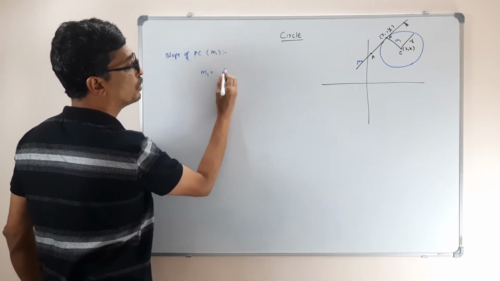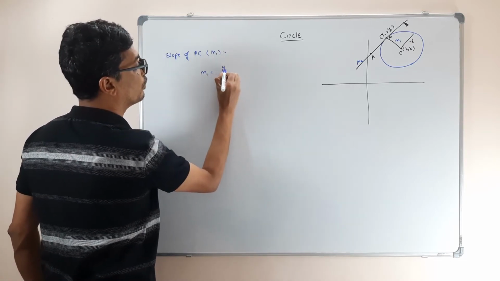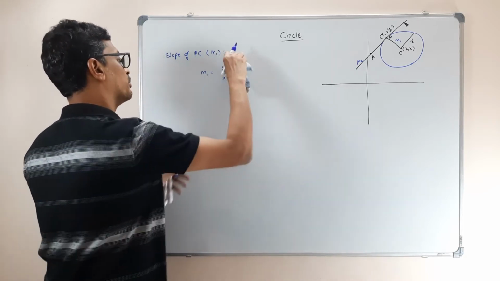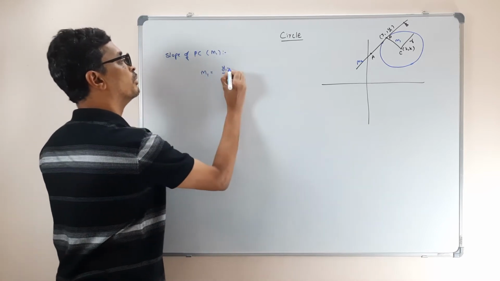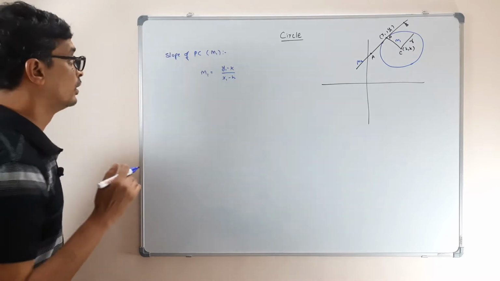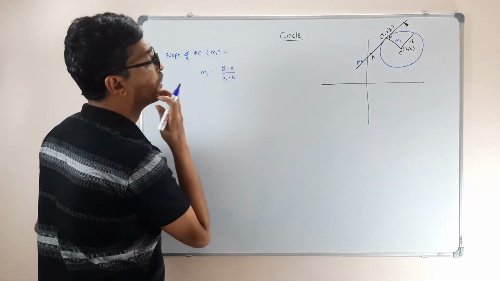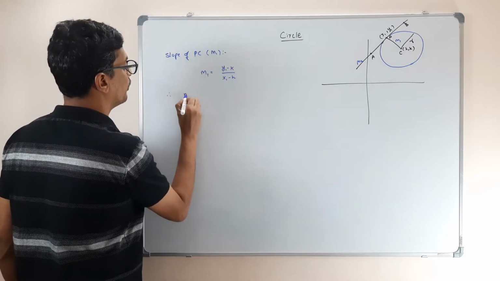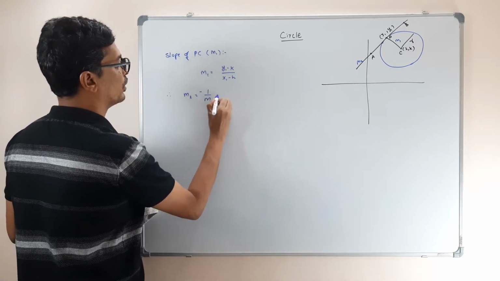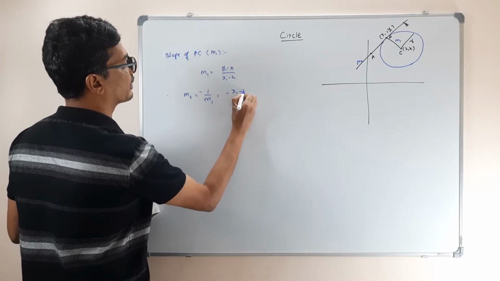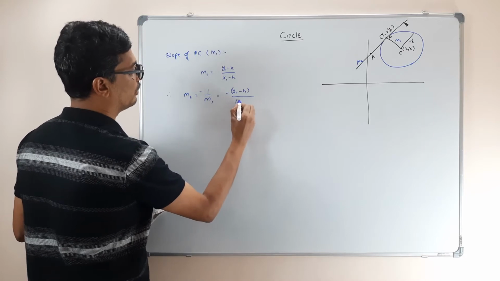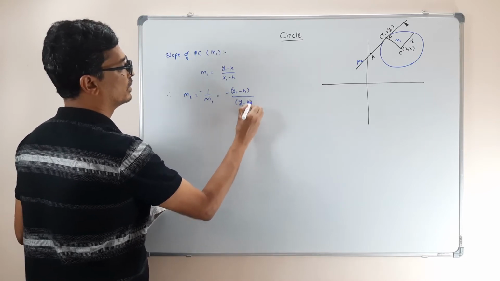M1 equal to y1 minus k divided by x1 minus h. Keep it like this. Therefore, M2, what do we have? M2 equal to minus 1 upon M1. So it will be minus x1 minus h divided by y1 minus k. Correct?